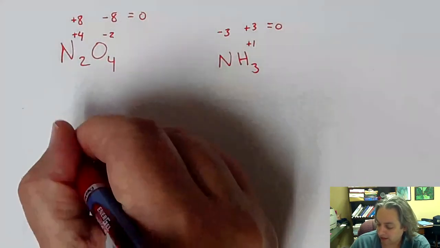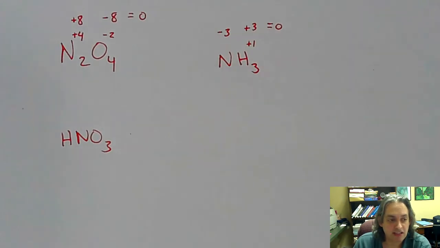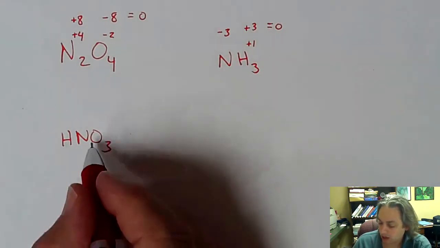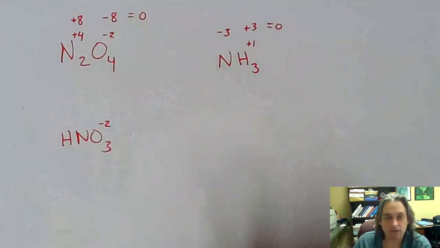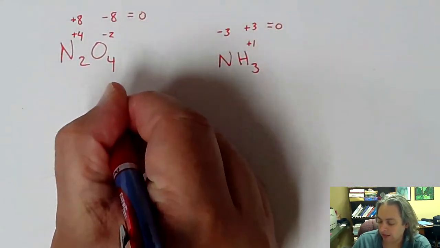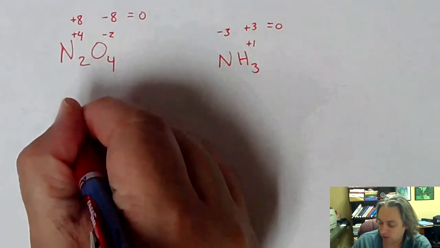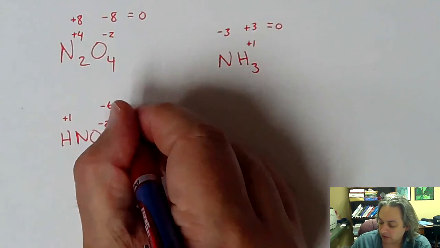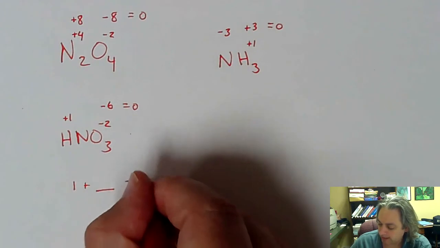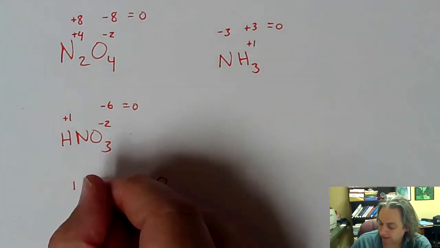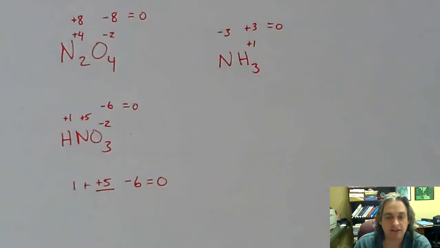What about the compound HNO3? Again, the sum of the oxidation states has to be 0. Oxygen is going to be -2. It is not an exception. We have 3 oxygens, so the total will end up being -6. The oxidation state for the hydrogen will be a +1. Since the sum has to equal 0, 1 plus some value -6 equals 0. That means this has to be a +5. So the nitrogen has an oxidation state of +5.